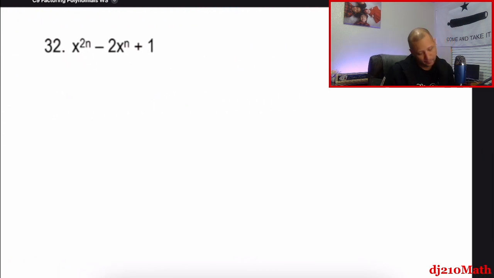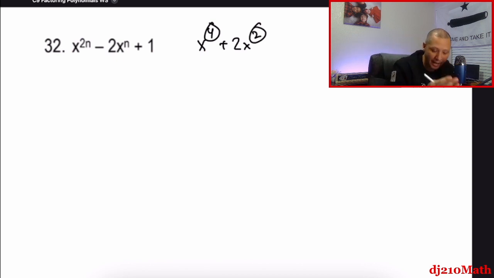Okay, we got our last problem. All right, I'm going to treat this like a quadratic, only because, remember in the other situations when x to the 4th, 2x squared, right? This exponent is half of the leading exponent, and then you can treat it like a quadratic. Is that true? 2n divided by 2 is just n. So we're just going to treat this like a quadratic.